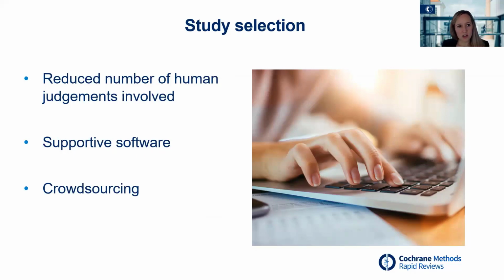For study selection in general, there are different ways to accelerate the process. So for a traditional full systematic review, study selection should be done by 2 people independently. And if you only find a small amount of records for your rapid review, you can also do it dually and independently. But if resources do not permit, then there are several ways how you can accelerate the process. So you can reduce the number of human judgments involved. You can use supportive software, and you could also use crowdsourcing.